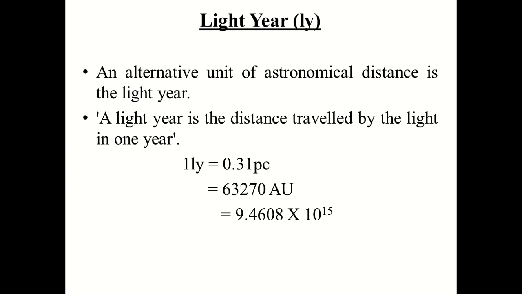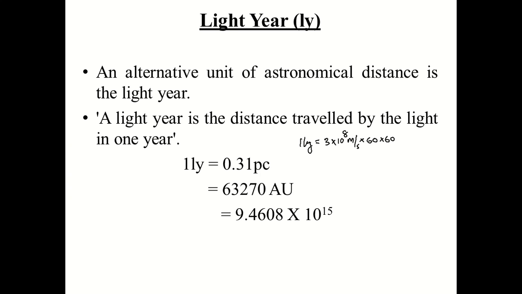To calculate it, let's consider 1 light year is the distance light travels in 1 year. The velocity of light is 3 into 10 raised to 8 meters per second. That means light travels 3 into 10 raised to 8 meters in 1 second. So we have to convert this into a year. 60 seconds is 1 minute, so 3 into 10 raised to 8 into 60 will give you the distance travelled by light in 1 minute. To convert minutes into hours, we multiply it by 60.